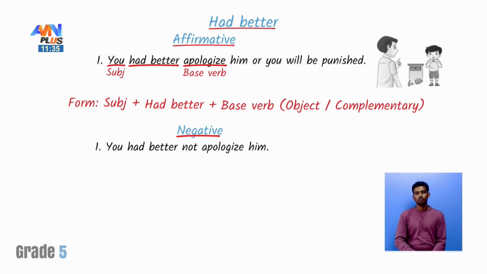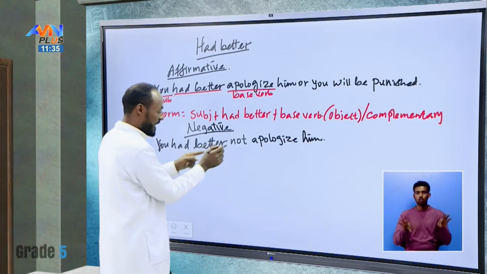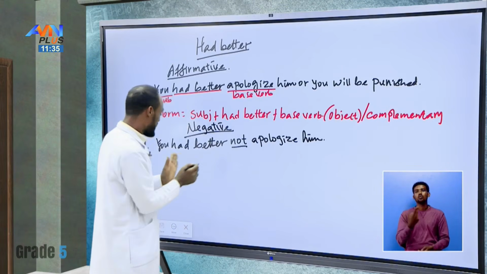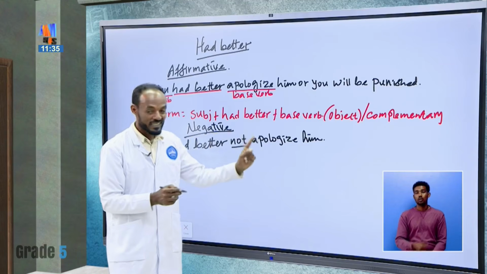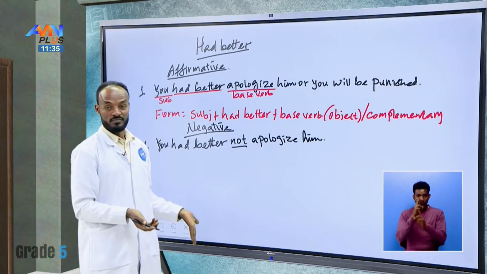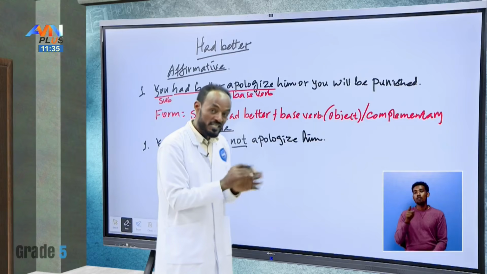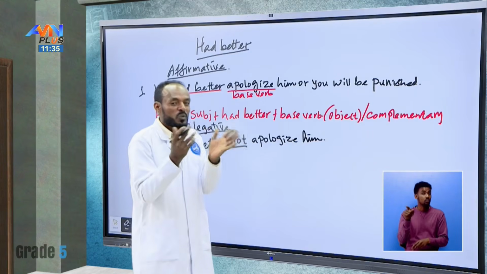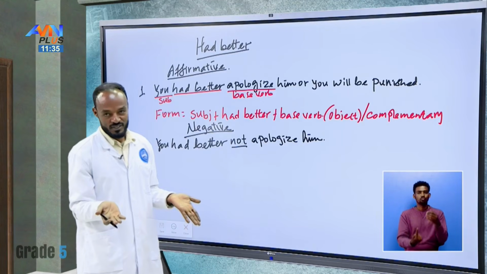apologize him, or you will be punished. You will be punished. Now, will be punished is not important here, because we use the what? Had better not. You had better not apologize him. This means if you apologize him, something will happen. Something bad will happen. Is it clear?